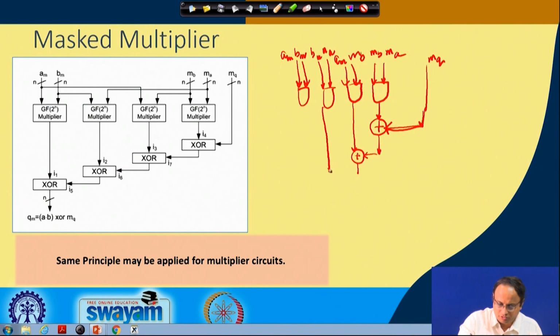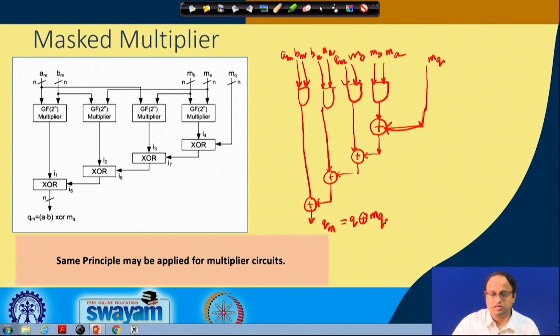You take this part, so you can basically combine this by an XOR, and again you take an XOR function, and this is finally this part, right, is your QM, because QM is nothing but the XOR of Q and MQ. So this gate is also called as Trichina's AND gate.